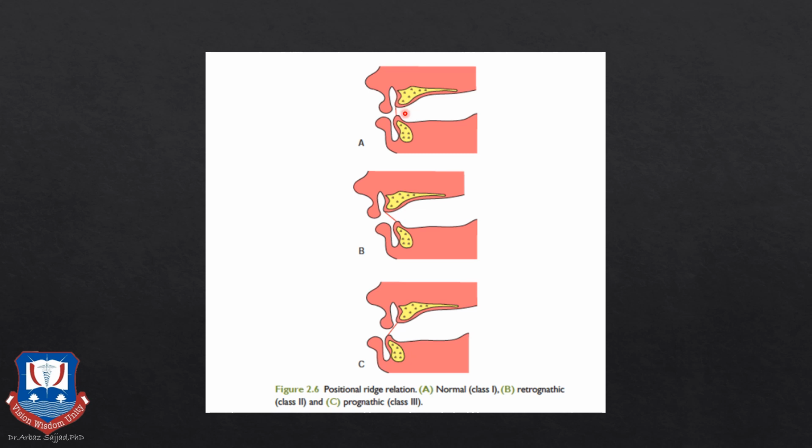Class 2 is a retrognathic situation where the maxilla is big and the mandible appears smaller. Class 3 is usually severe. In severe resorption cases, we will see that the maxilla has reduced in size and the mandible has increased in size. That is, there is increase in mandibular circumference resulting in a prognathic relationship.